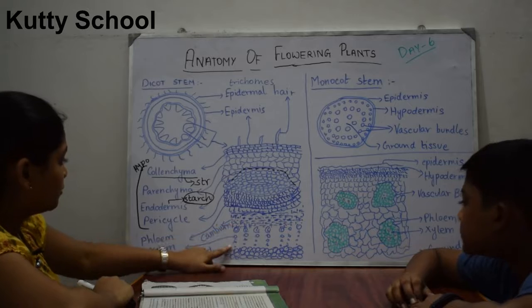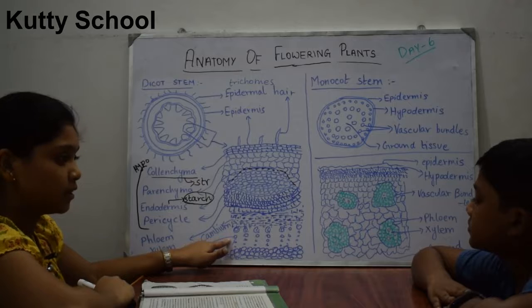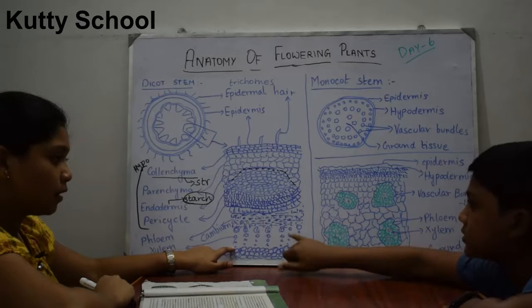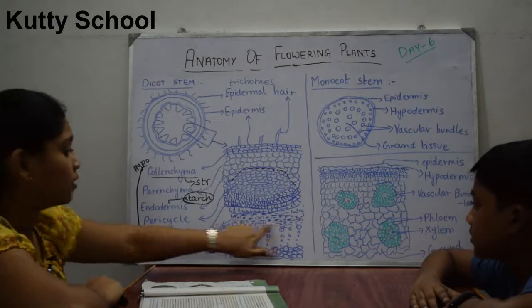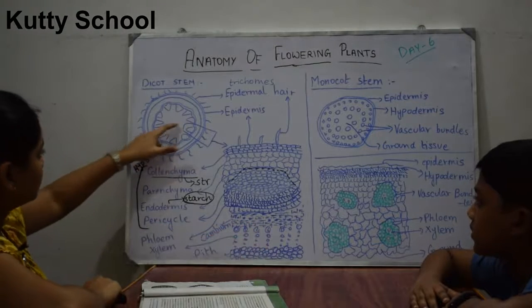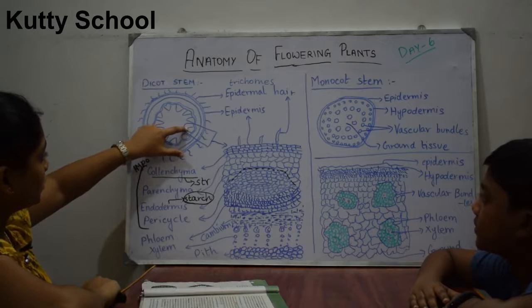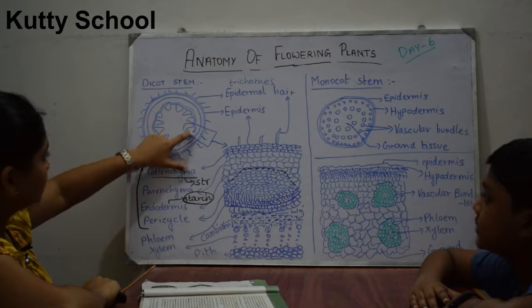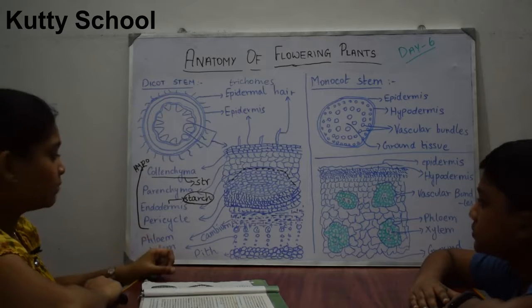This xylem, we have already seen in stems, the arrangement of protoxylem and metaxylem. Protoxylem will be the small cells at the center, and metaxylem towards the periphery. This is protoxylem, metaxylem. Here protoxylem is there, here metaxylem. Protoxylem will be in all these cells, and metaxylem will be in all these cells. Can you understand?